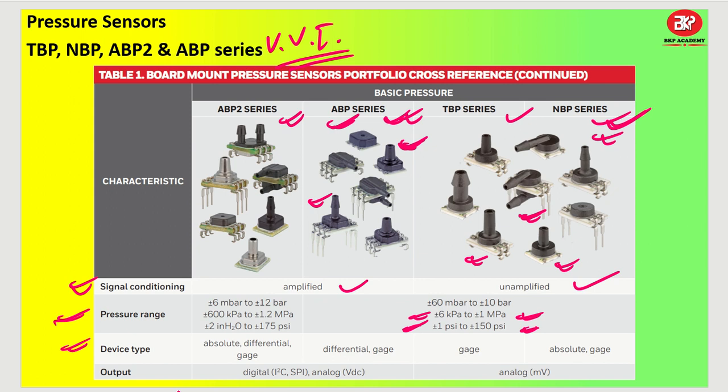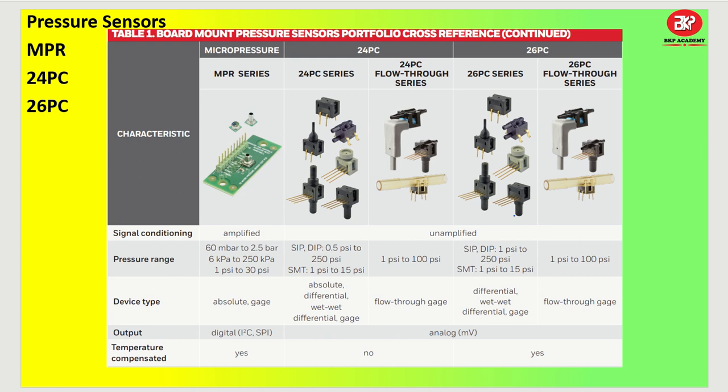So device type, you can see it is gauge type, absolute gauge type, differential gauge type, or differential, absolute, and gauge type. So that's why I'm telling you the ABP series is most suitable. Okay. One more last one, I'll just talk about it and then we'll proceed to the next, what we are going to see in our pressure sensors topics.